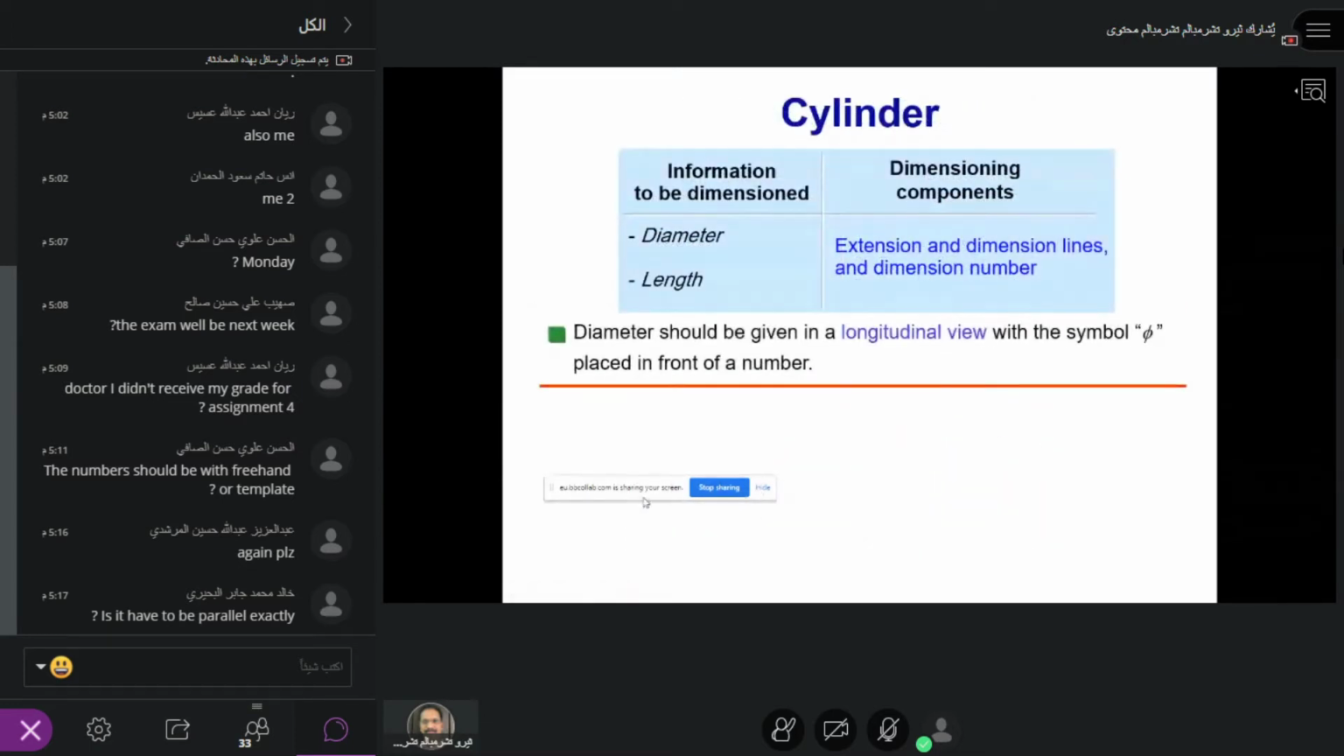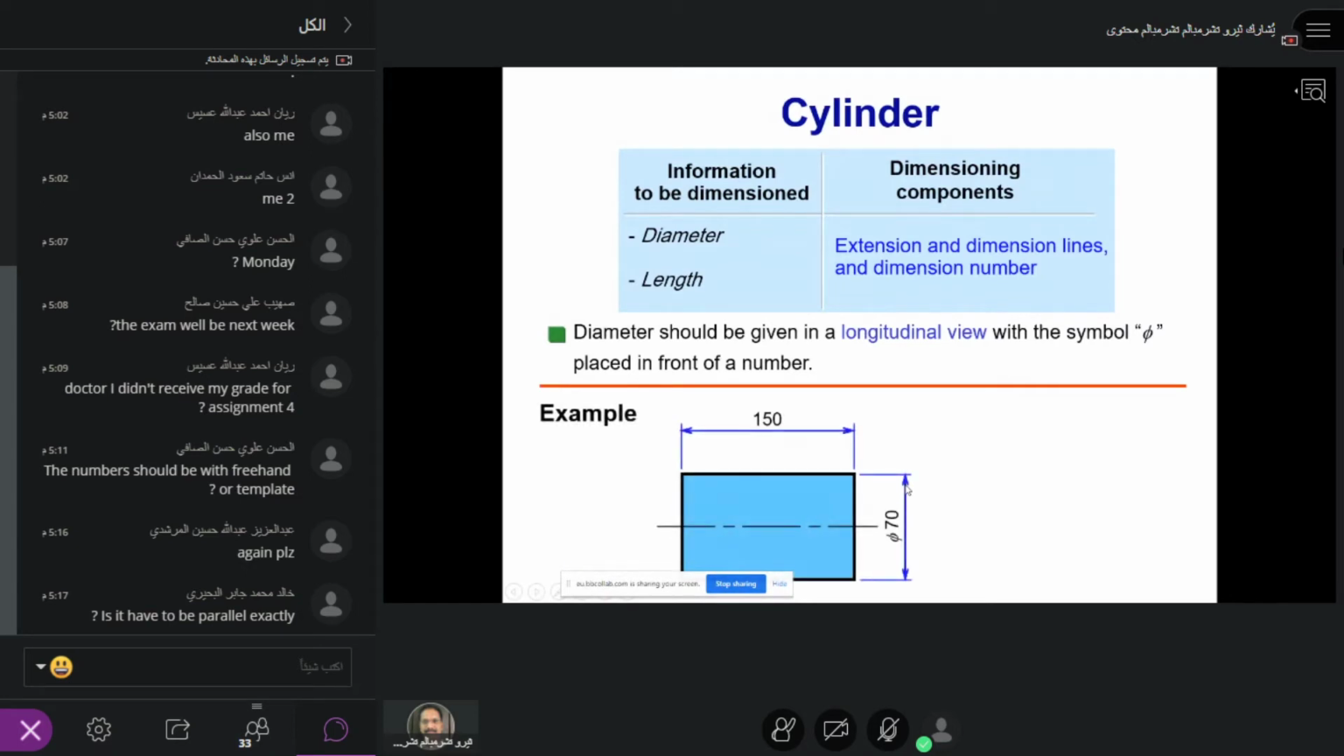Then the cylinder is another very important topic. How do I know whether it is a cylinder or not? It can be a rectangle. How do I know? I check the dimension and I see there is a diameter. Once a diameter is there, I know this is a cylinder. So if you want to show a cylinder, you know what a cylinder is? This is the cylinder.